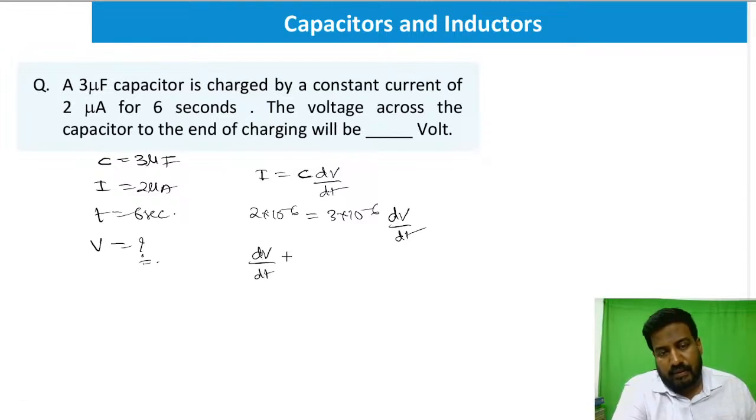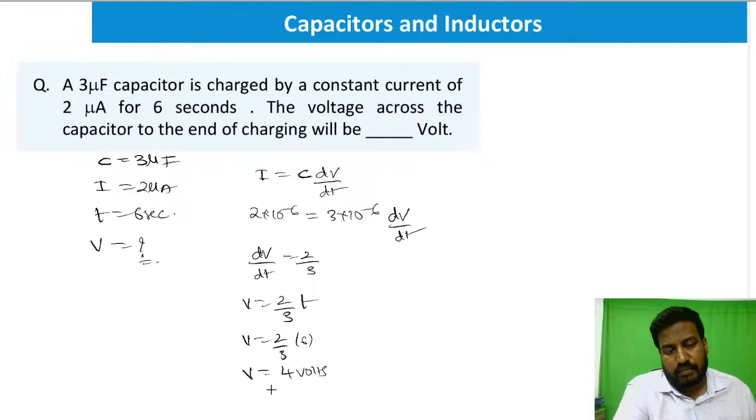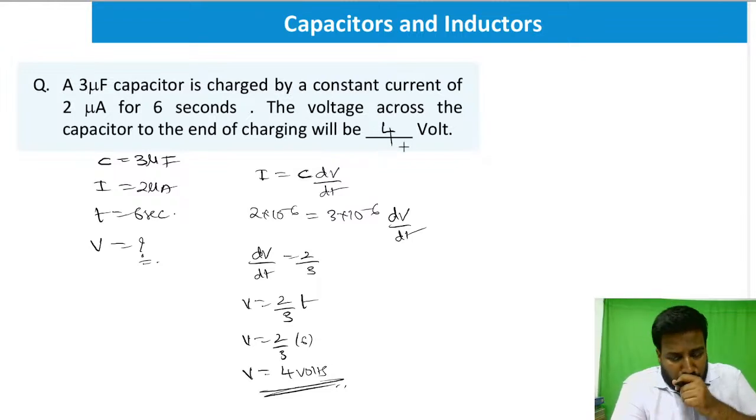This implies dV by dt is 2 by 3. Doing integration on both sides, integral of 1 dt, V is 2 by 3 t. But given t is 6 seconds, V is 2 by 3 into 6. V is 4 volts. So your answer is 4. Is that clear?